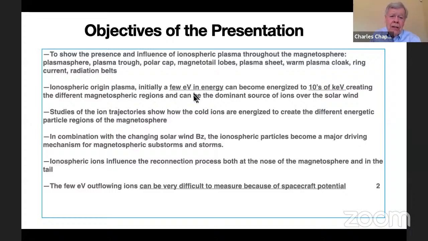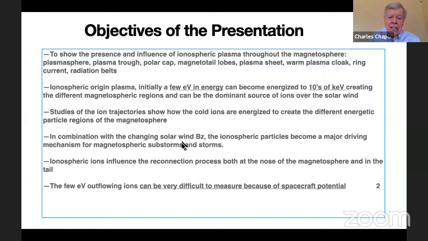Initially, we want to show how the ionospheric plasma that has energies of only an eV or so can become energized in the magnetosphere to the energies of the different regions that it ends up in, actually helping create, or predominantly create, many of those regions. We want to look at the trajectories that show how the cold ions are energized into the different regions that they move into.